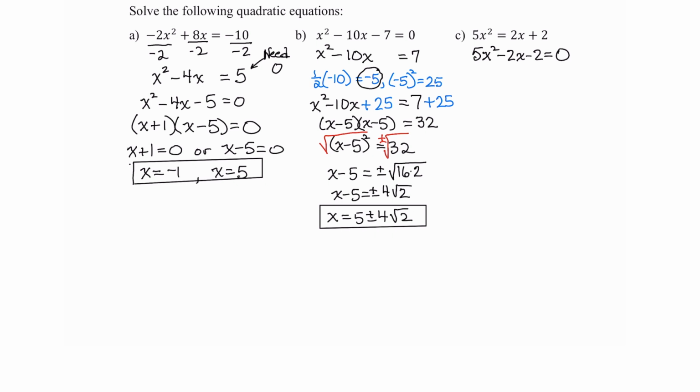The lead coefficient is 5, so I really don't want to use completing the square because I need a coefficient of 1 there, and by dividing by 5 I would just make messier numbers. So this one I want to solve by the quadratic formula. Now with the quadratic formula, again, the setup is that you need to have that 0 on the right hand side. So that's good that we have that. Once you get the 0 on one side, you can identify your a, b, and c. So a here is 5, b is −2, and c is −2.